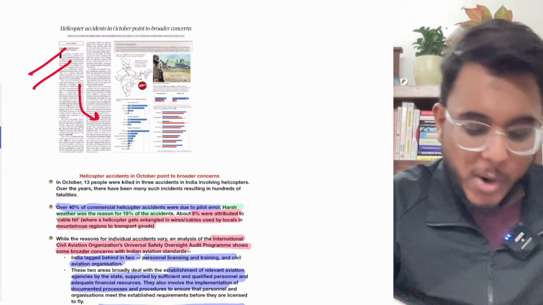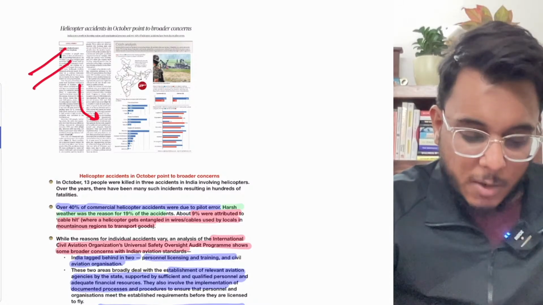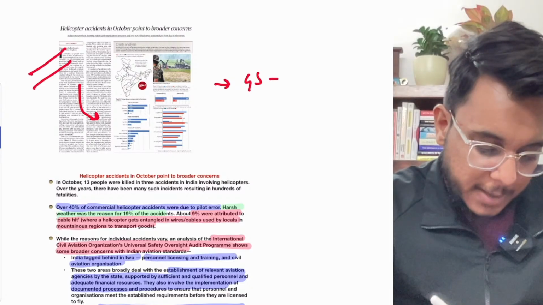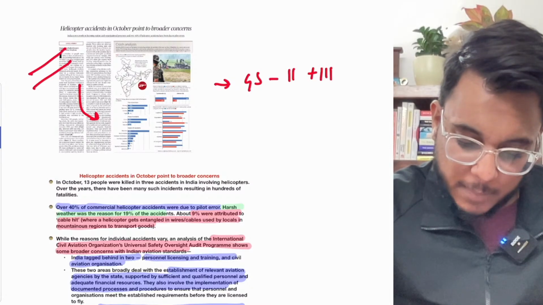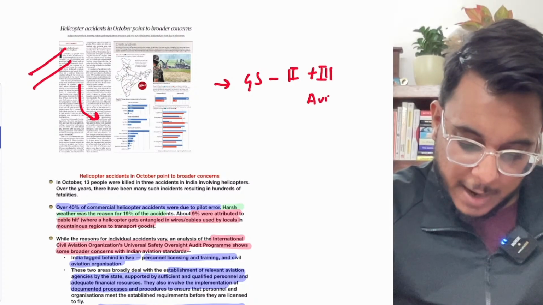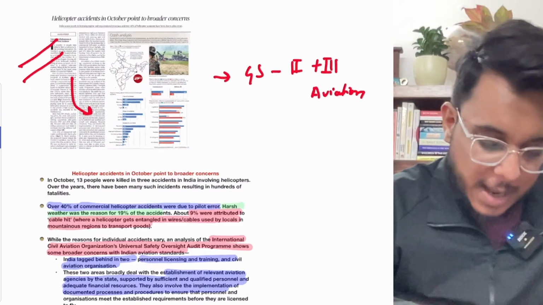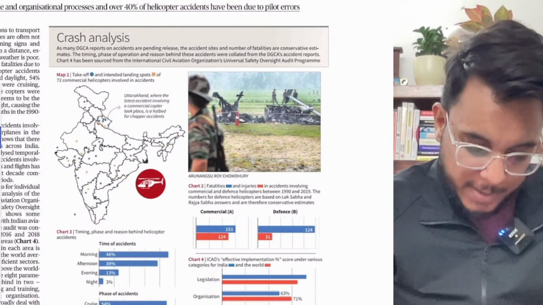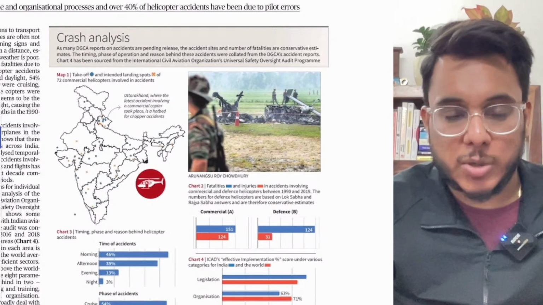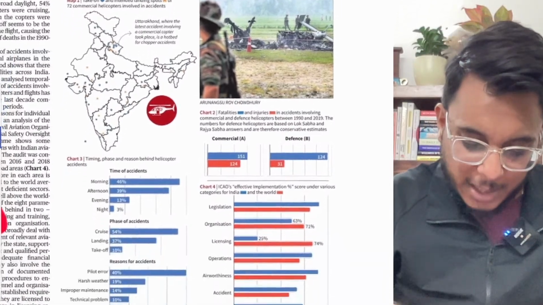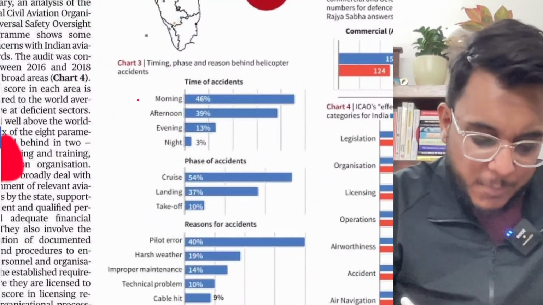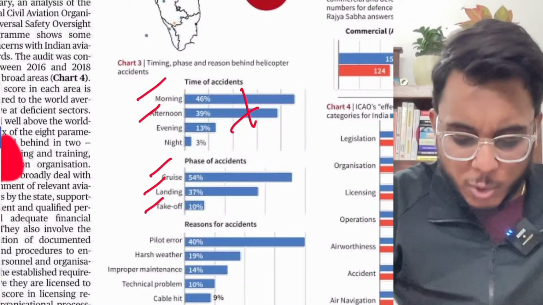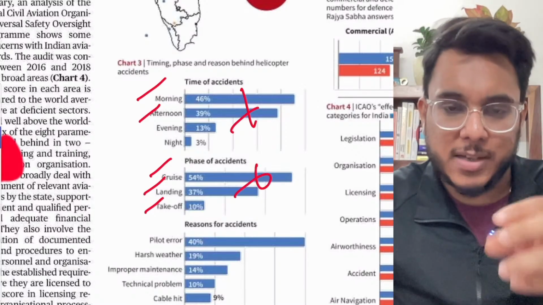Helicopter accidents in October point to a broader concern. Now, basically, guys, with respect to the matters of GS Paper 2 and GS Paper 3, aviation, we'll see this article. Over the past few months there have been helicopter crashes, and recently in October also a helicopter crash happened. The article talks about when accidents happened: morning, afternoon, cruising, landing, takeoff. You don't need to go into this matter, such as what percentage of accidents happen in the morning, evening.